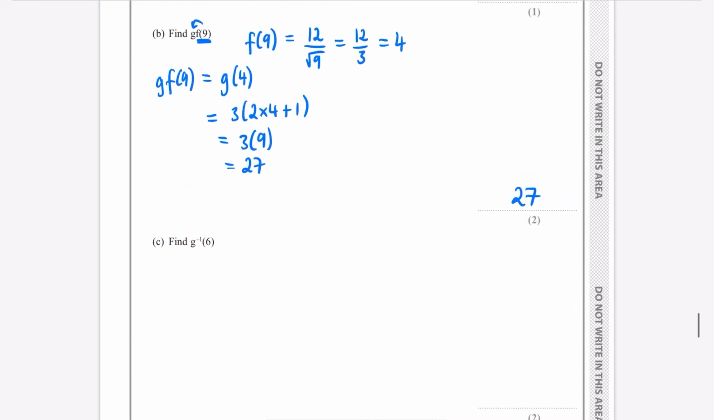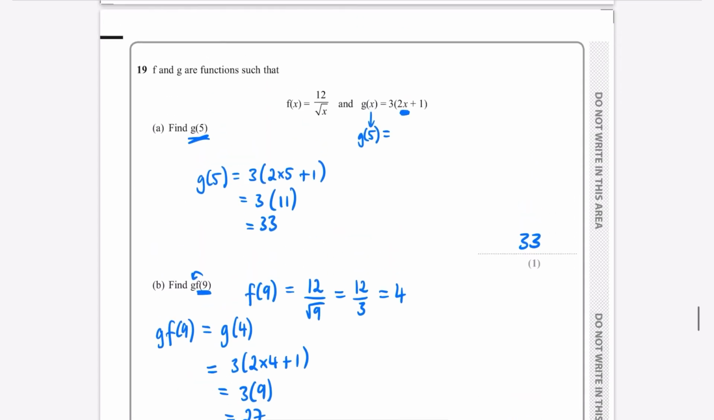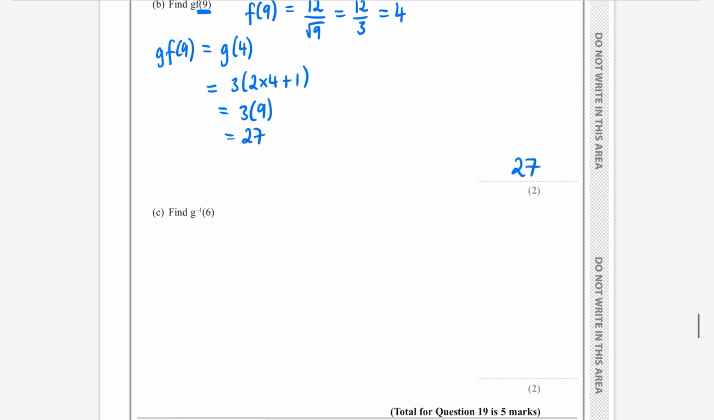Well, there's actually a shortcut for doing this kind of question. If you ever get asked to input something into an inverse function, that's the same thing as saying solve this thing being equal to 6. So g inverse of 6 is going to be the same thing as if we solved the g function, which is 3 brackets 2x plus 1, being equal to 6. Because if we're putting 6 in, this is the function and it outputs a 6. If we put the 6 back into the inverse function and find out what x is, that's what the input was. So I'm going to solve this equation.